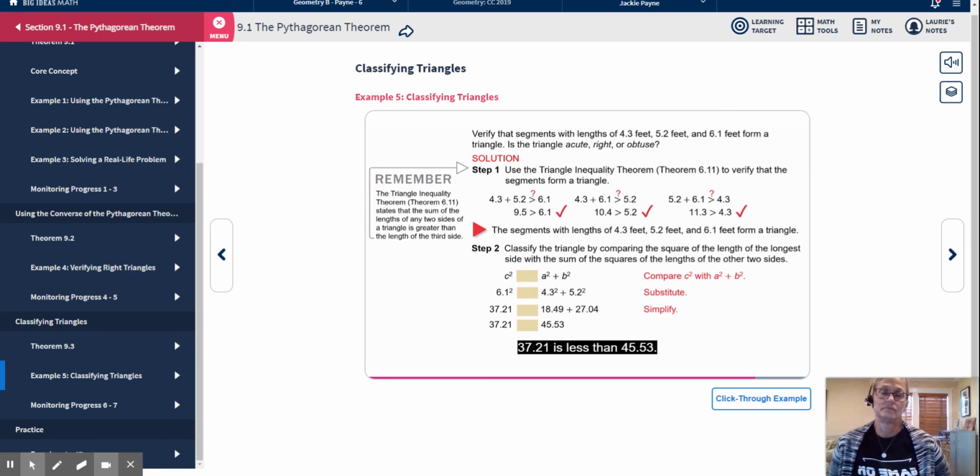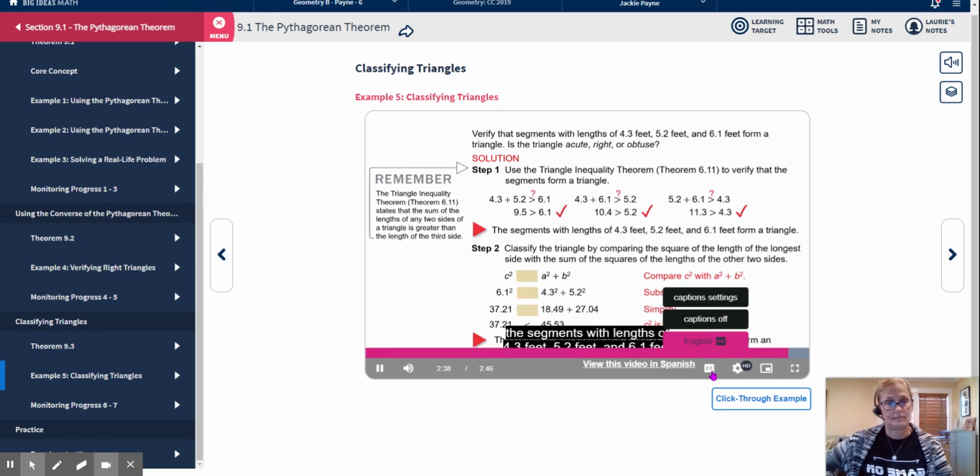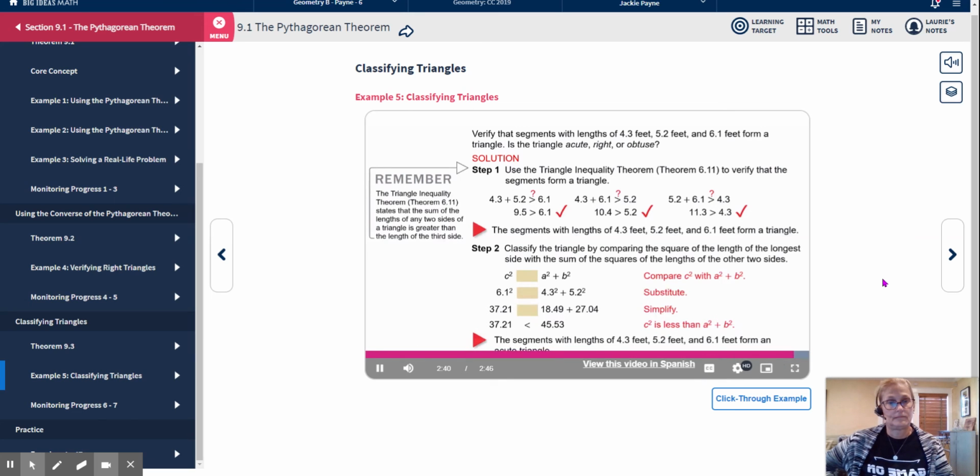37 and 21/100 is less than 45 and 53/100. So, because c squared is less than a squared plus b squared, the segments with lengths of 4 and 3/10 feet, 5 and 2/10 feet, and 6 and 1/10 feet form an acute triangle.